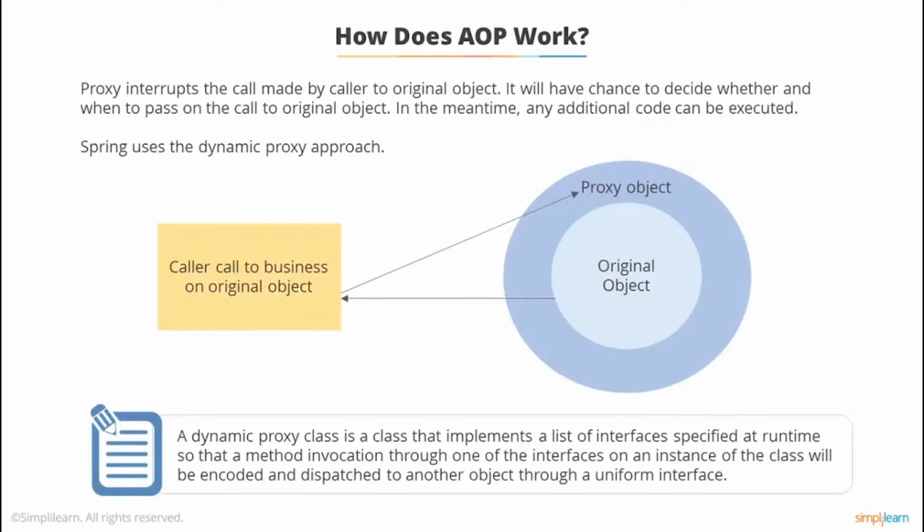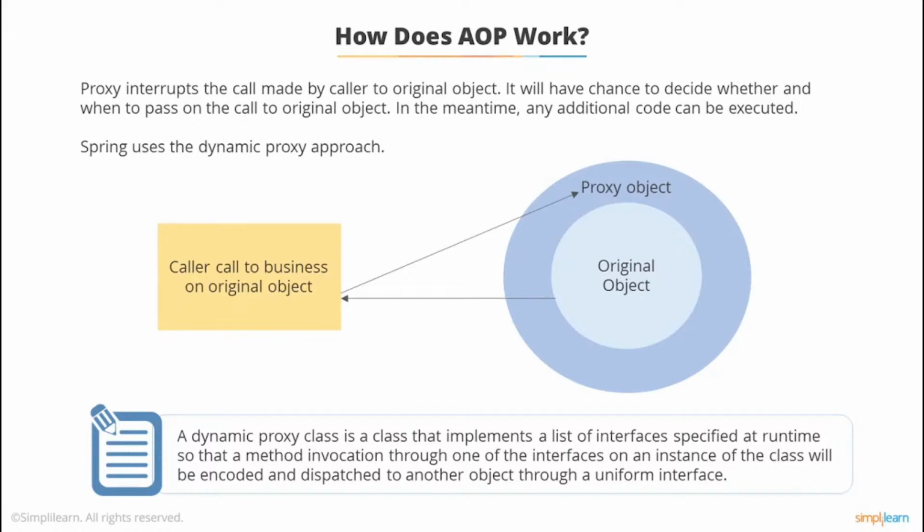How does AOP work? The proxy interrupts the call made by the caller to the original object. It will have chances to decide whether and when to pass on the call to the original object. In the meantime, any additional code can be executed. Spring uses the dynamic proxy approach where the caller calls the business method on the original object.